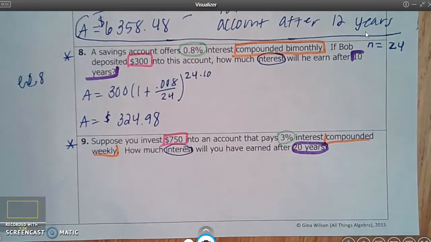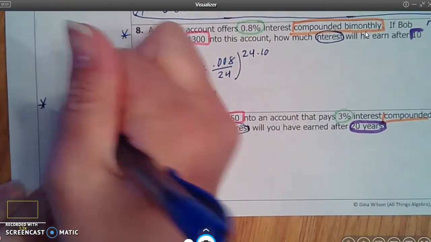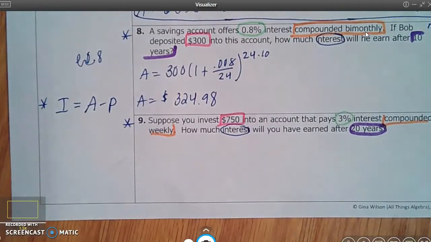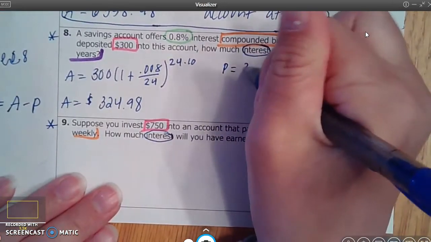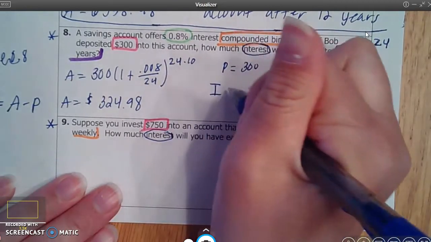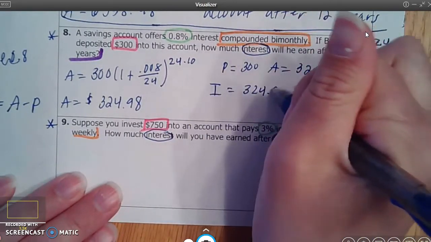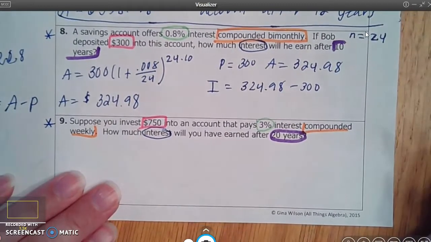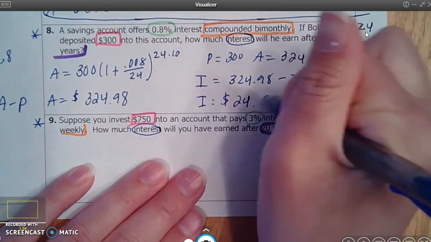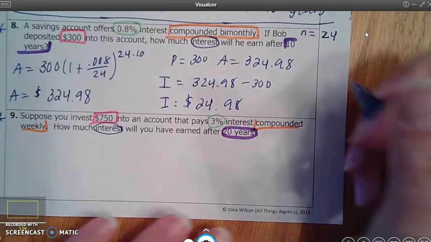$324.98 in the account. In order to go through and figure out your interest, so I'll put a star by this, your interest is equal to the total amount you have minus the principal amount that you originally had, and that's how much interest you paid in that time. Okay, so in this case, my P was 300. My A is 324.98. So to figure out my interest, I will take my 324.98 and I will subtract my 300, which means the interest is $24.98. So this is the amount of interest paid.